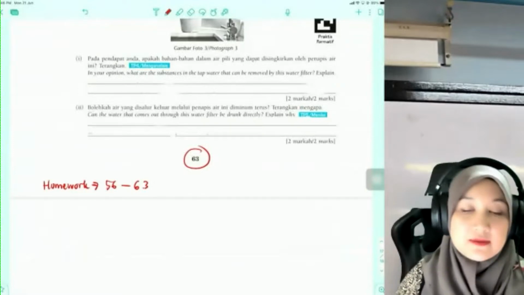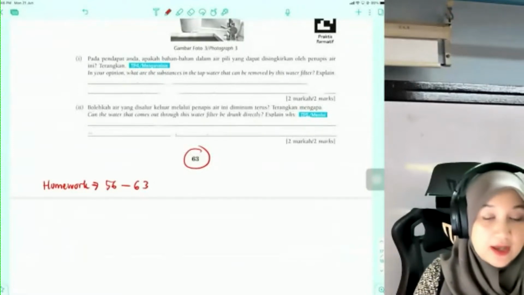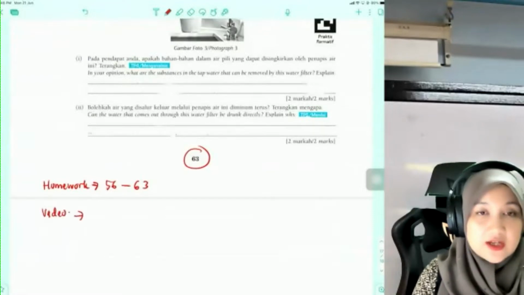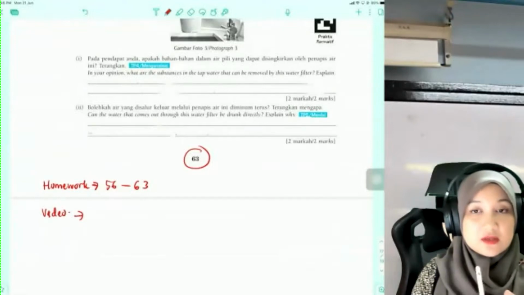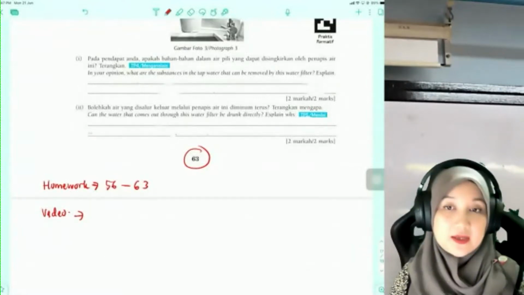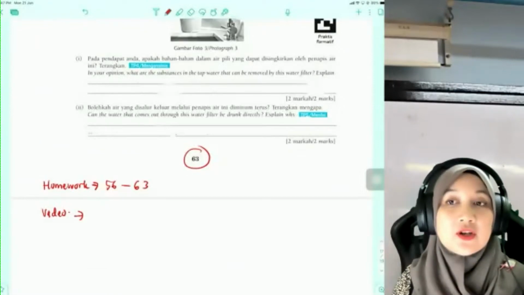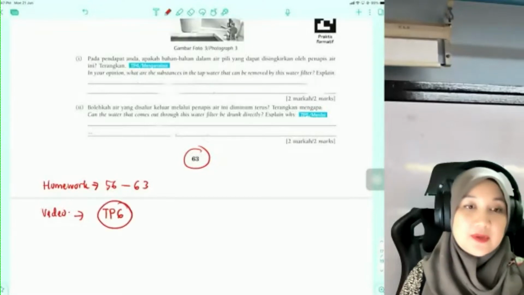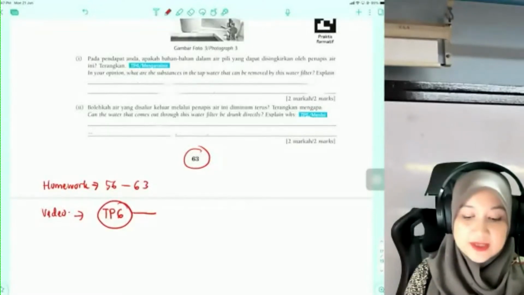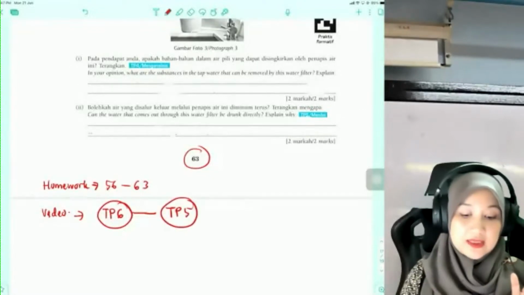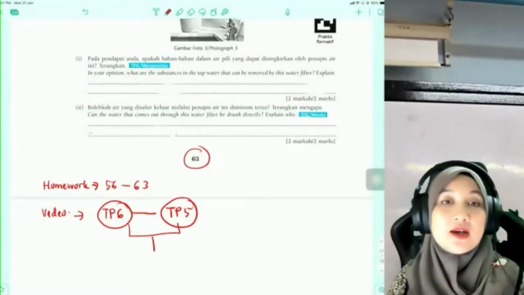Okay, so another reminder for those who haven't finished doing the video for the dilute solution, concentrated solution, and saturated solution: please do it and upload it in your Padlet. Those who are not doing that are not eligible to get TP6. I will give you either TP6 or TP5. All of you are eligible to get these two TPs. It depends on the video.